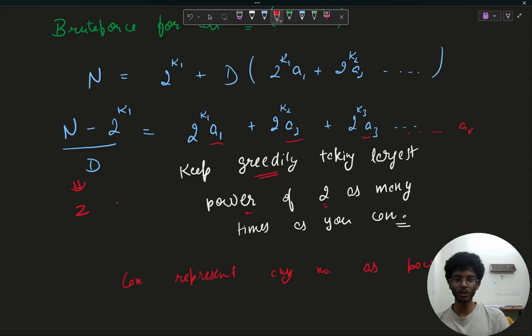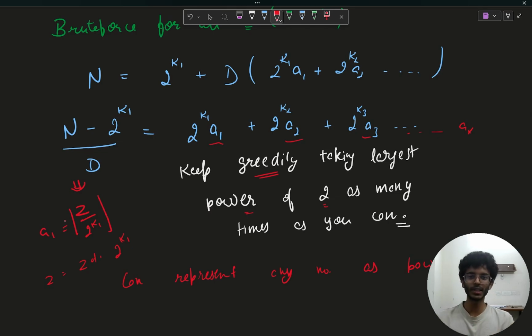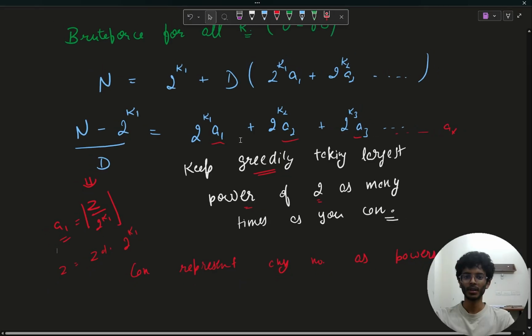We'll divide by 2 raised to the power k1 and see how much a1 we need. So the value of a1 would be the floor of z upon 2 raised to the power k1. And now our new z would become z modulo 2 raised to the power k1, because we have already taken that many of them. We can repetitively do this step, and we'll get the sum of all these a values, and we can just add all of them and get our answer.